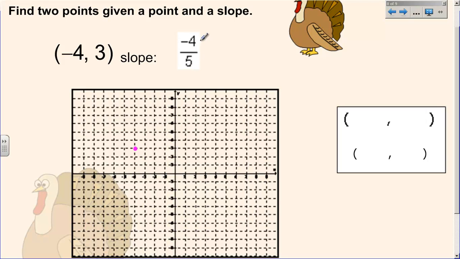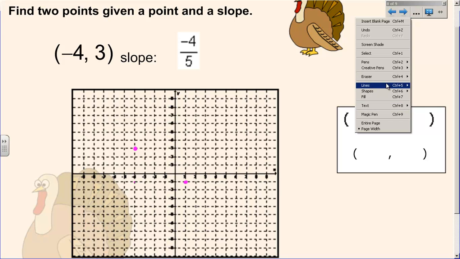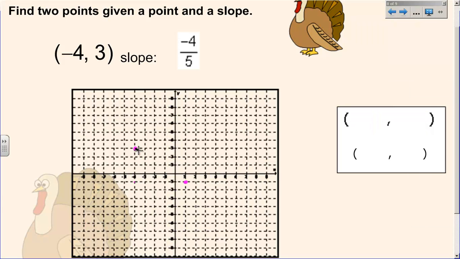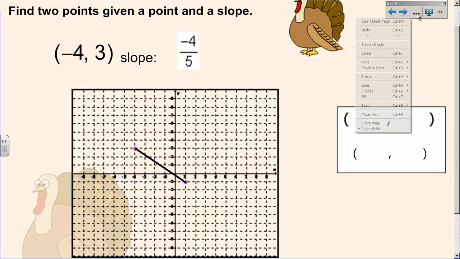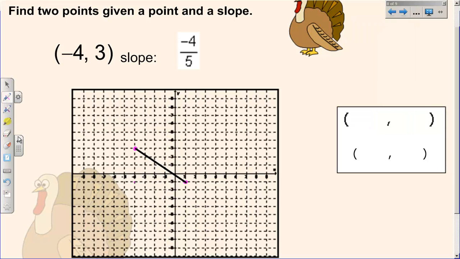So to get from here to another point on the graph, I've got to follow my slope. My rise is -4, my run is 5, which means I have to go down 4. So starting at the point I just plotted, I'm going to count down 1, 2, 3, 4. And then I'm going to go over, because my run is 5. 1, 2, 3, 4, 5. So I went down 4 and to the right 5, and that gave me another point. I'm going to connect them with a line. It could extend on forever, but I'm going to stop right there so that we have it graphed on our graph. And it has asked us to find 2 points, given a point and a slope.